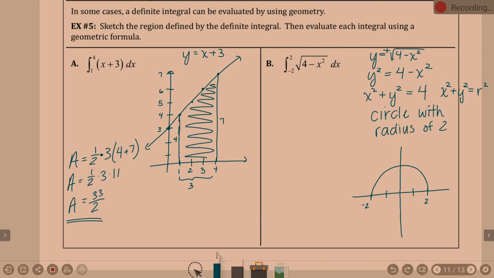Okay? Are you following me? This is a tricky one. If we had the bottom half, there would have had to have been a negative: y equals negative square root of 4 minus x squared.